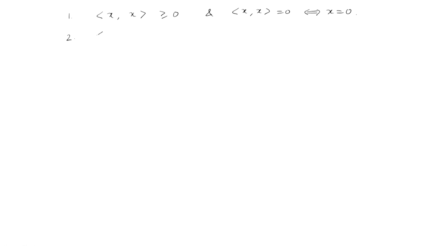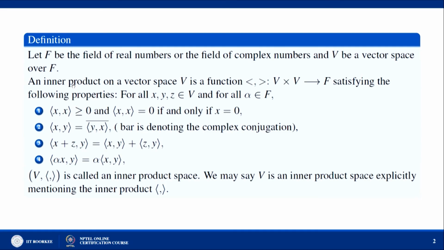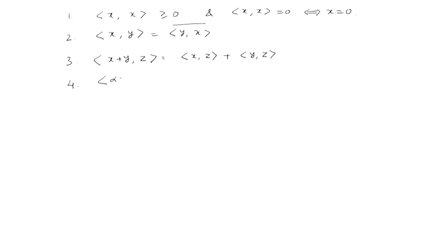The second property is inner product of x and y is equal to inner product of y and x whole bar, where bar is the complex conjugate. The third one is inner product of x plus y comma z is the same as inner product of x, z plus inner product of y, z. And the fourth property is inner product of alpha x comma y is the same as alpha times inner product of x comma y, where alpha is any scalar in the field.